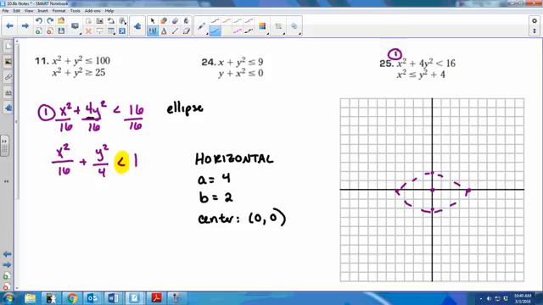Ellipses are like circles, and I think it's easier to figure out where to shade by looking at it. It says it's less than 1, so that means you're probably going to shade inside. If you weren't sure, you can use a test point. 0, 0 is right there in the center. So if you did that, 0 squared plus 4 times 0 squared, is that less than 16? Well, yes, 0 is less than 16. So you are shading inside of the ellipse.